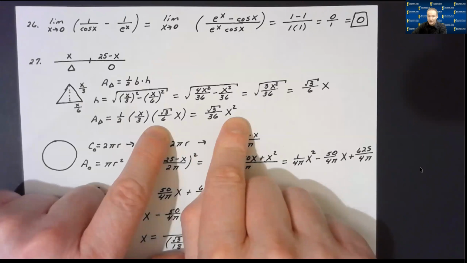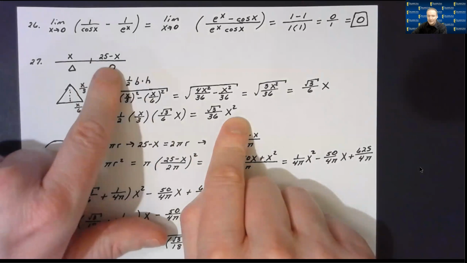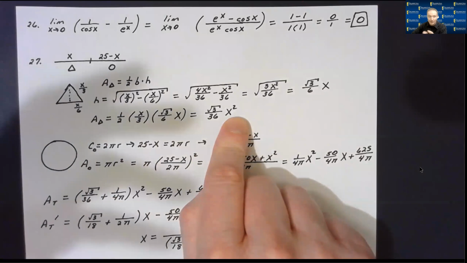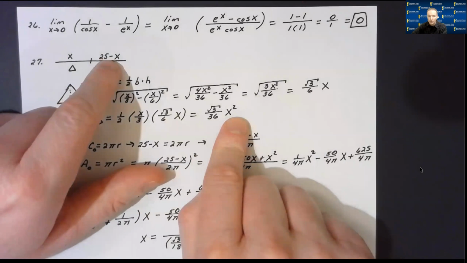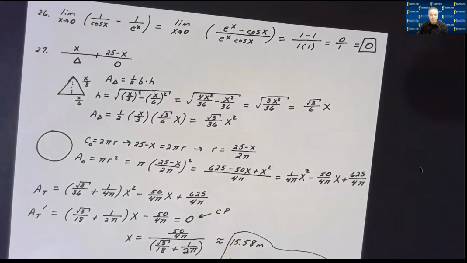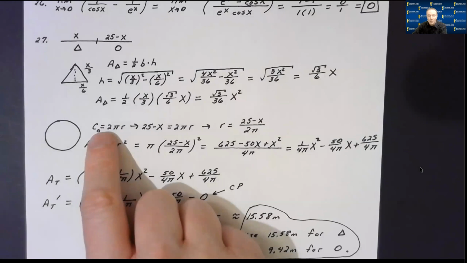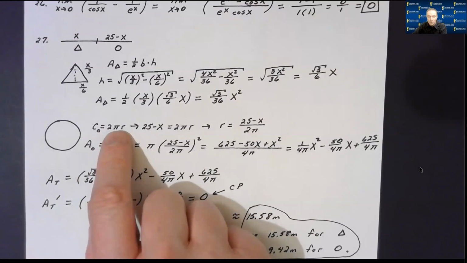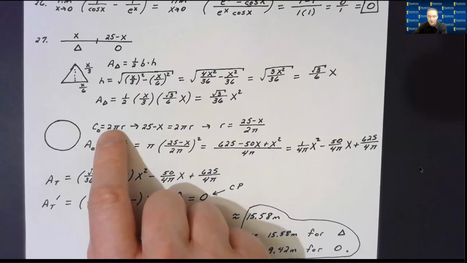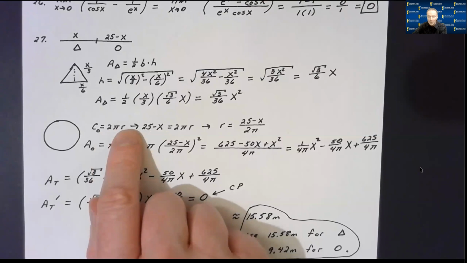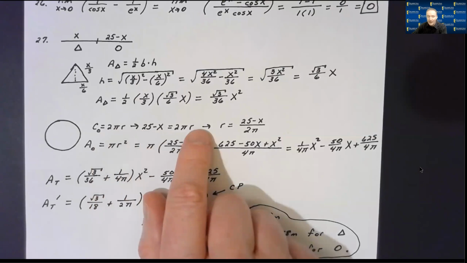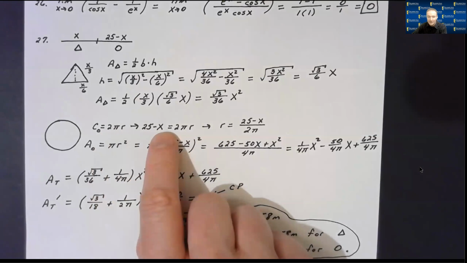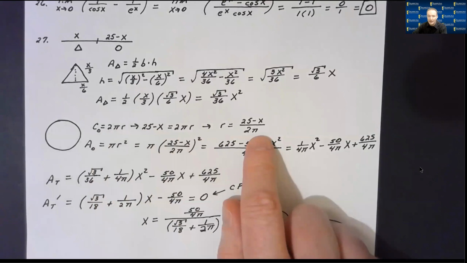Now, I need the area of the circle. Well, I know that the area of the circle is pi r squared. I don't currently have the formula for the radius though, but that's easy to get because we know that the amount of the wire that we're going to use for the circumference of the circle, going all the way around it, is 25 minus x. So I set the circumference of the circle equal to 25 minus x, and I know that my circumference formula is 2 pi r. So 2 pi r is equal to 25 minus x. That means that r is going to equal (25 minus x) divided by 2 pi.